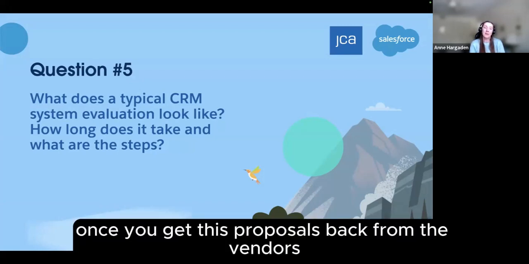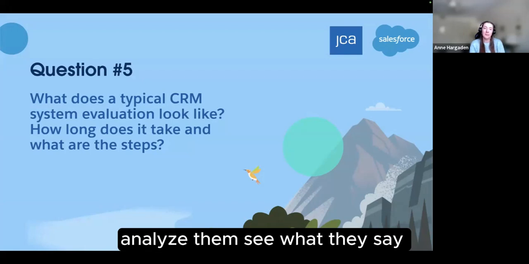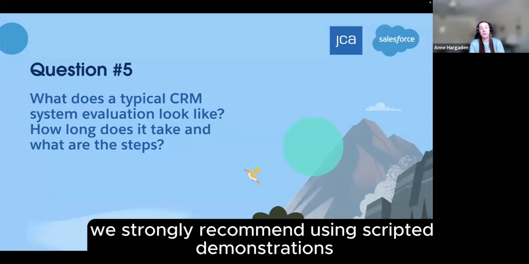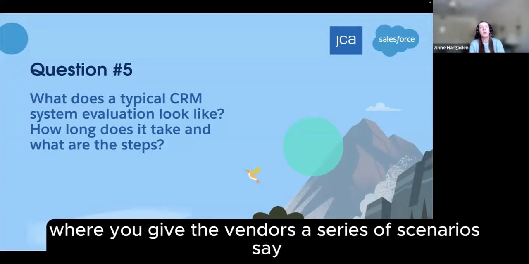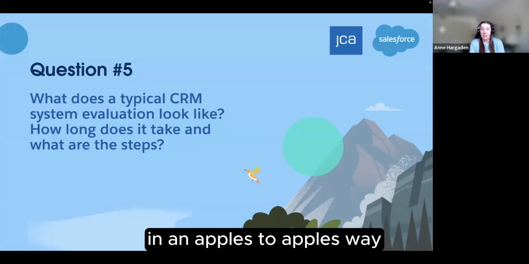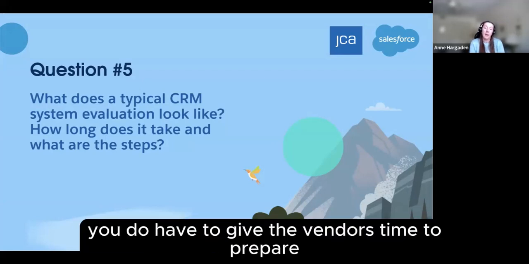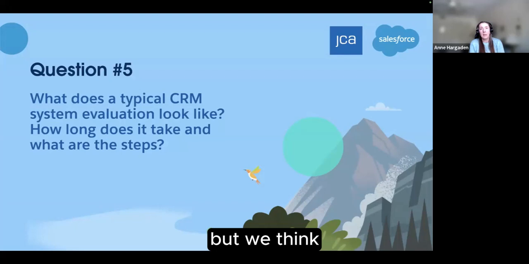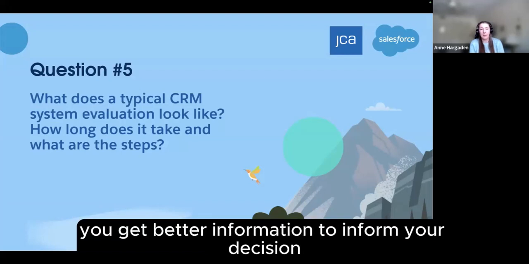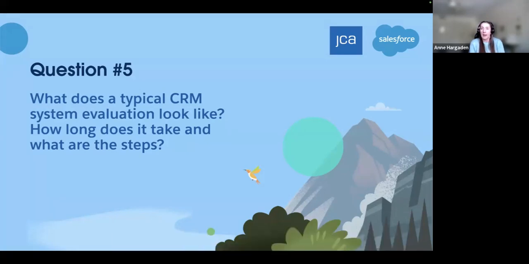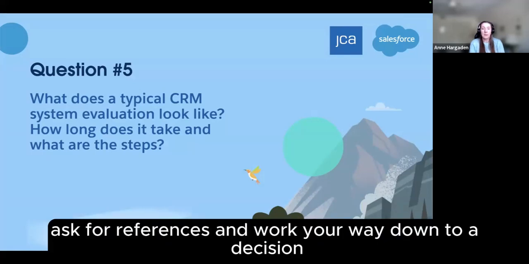Once you get those proposals back from the vendors, analyze them, see what they say. And then you can invite the vendors to demonstrate their product to you. We strongly recommend using scripted demonstrations where you give the vendors a series of scenarios, say, hey, I want to see how your system does X, Y, and Z, so that you can compare the vendors in an apples to apples way. You do have to give the vendors time to prepare if you want to do scripted demos like that. So it lengthens your process a little bit, but we think you get better information to inform your decision in that way. And then, score them, do your due diligence, talk to your peers, ask for references, and work your way down to a decision.